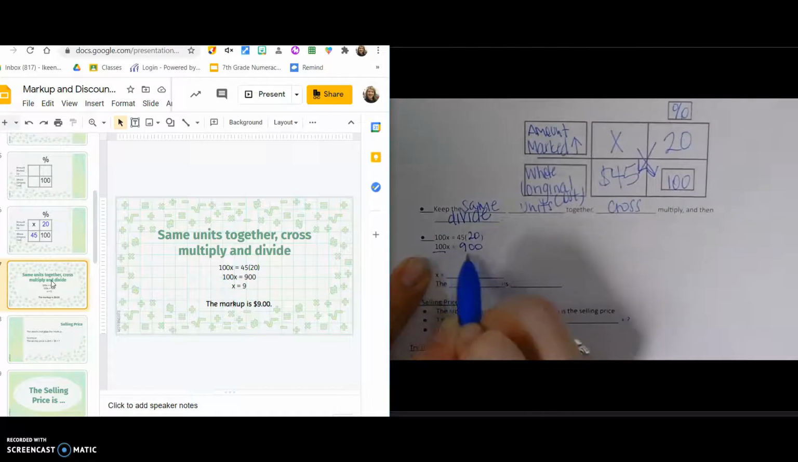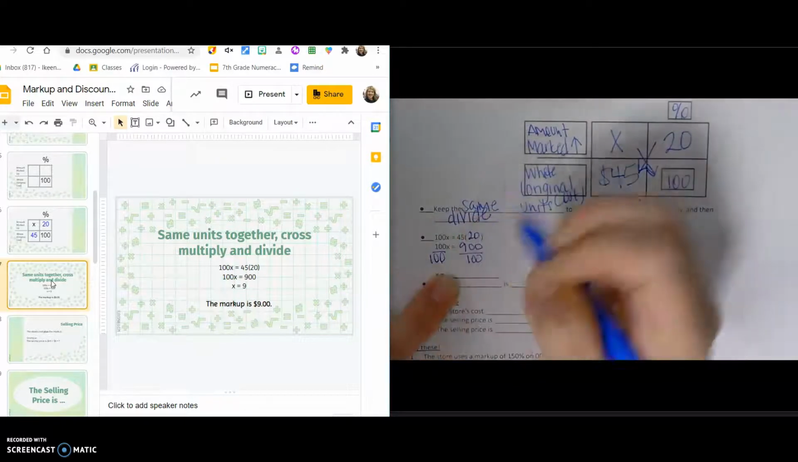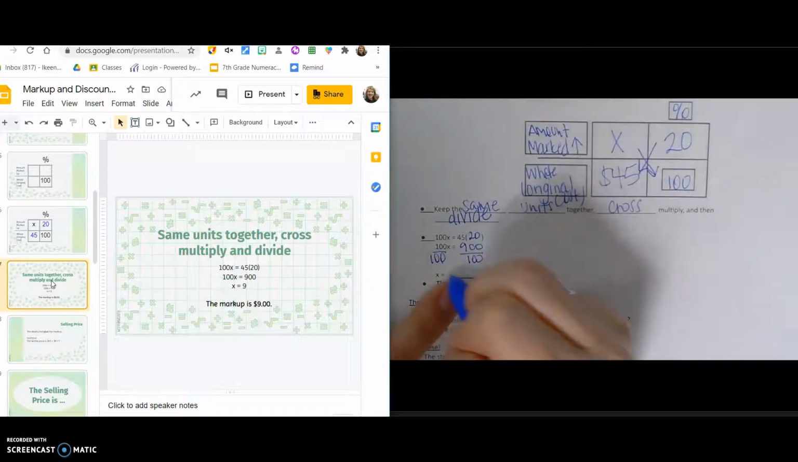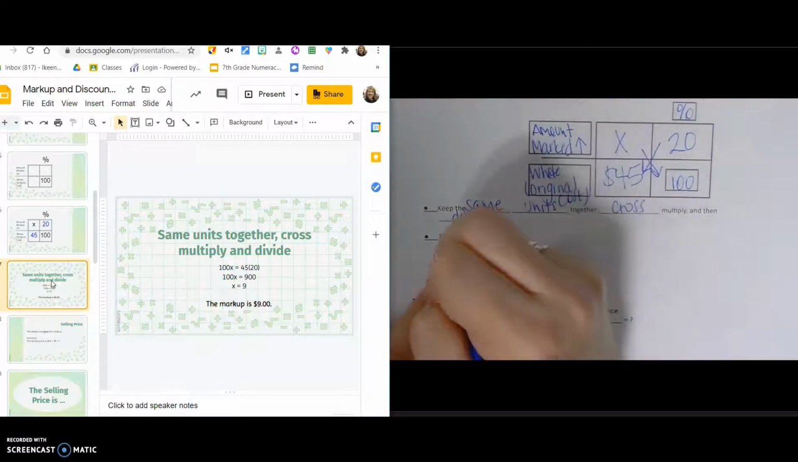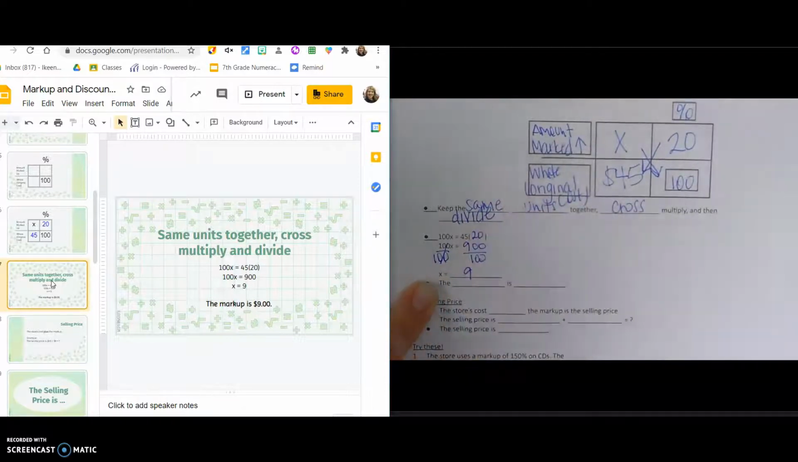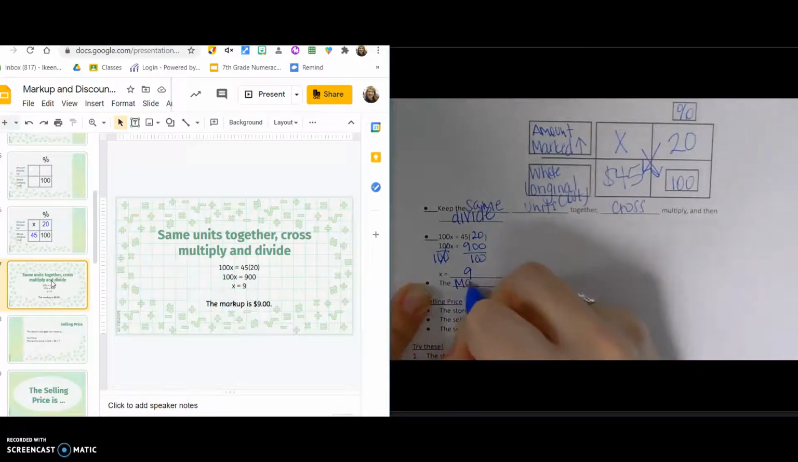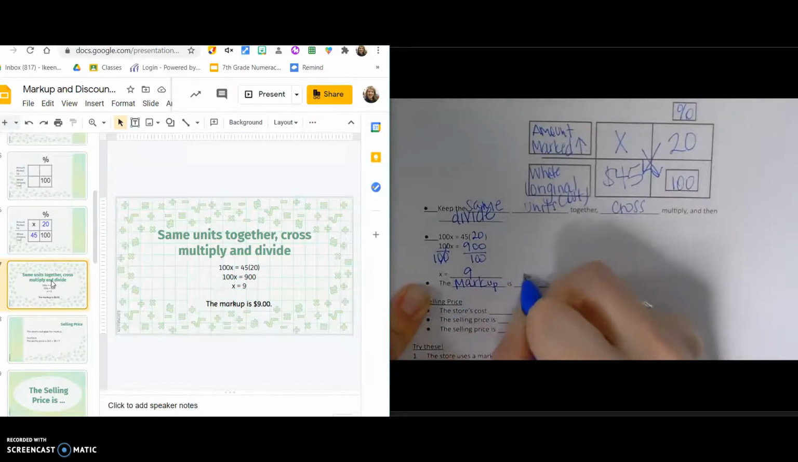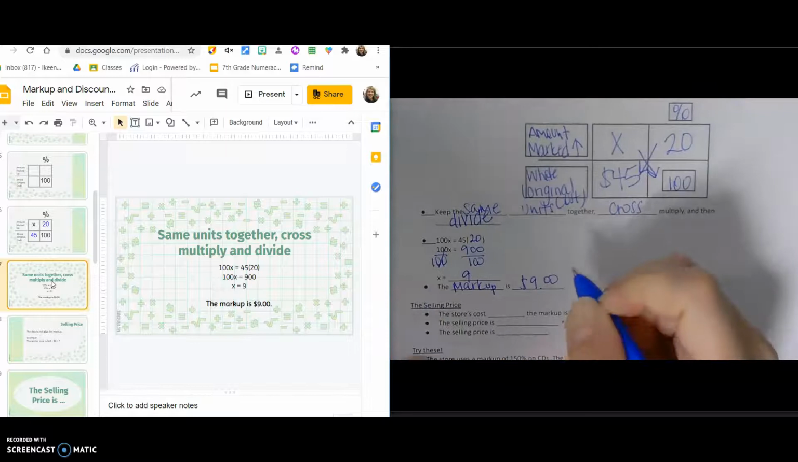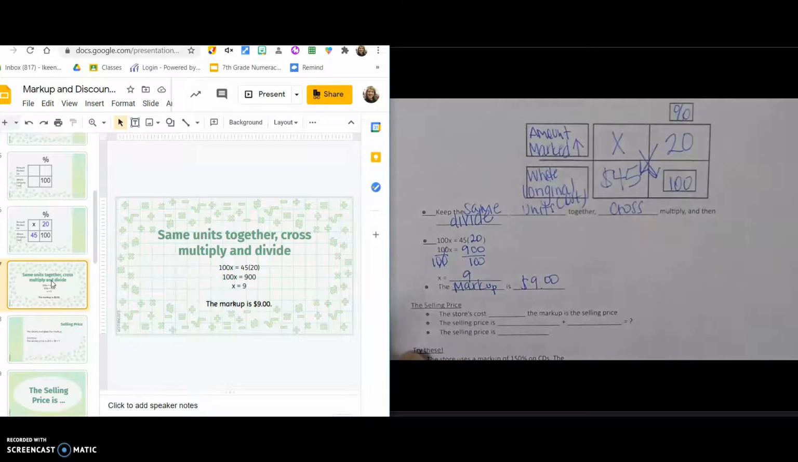We want to isolate the x, or get that variable by itself. So we're going to divide both sides by 100. That gives us x is equal to 900 divided by 100, which is 9. So the markup is $9. The markup is $9. It's 20% of that original price.